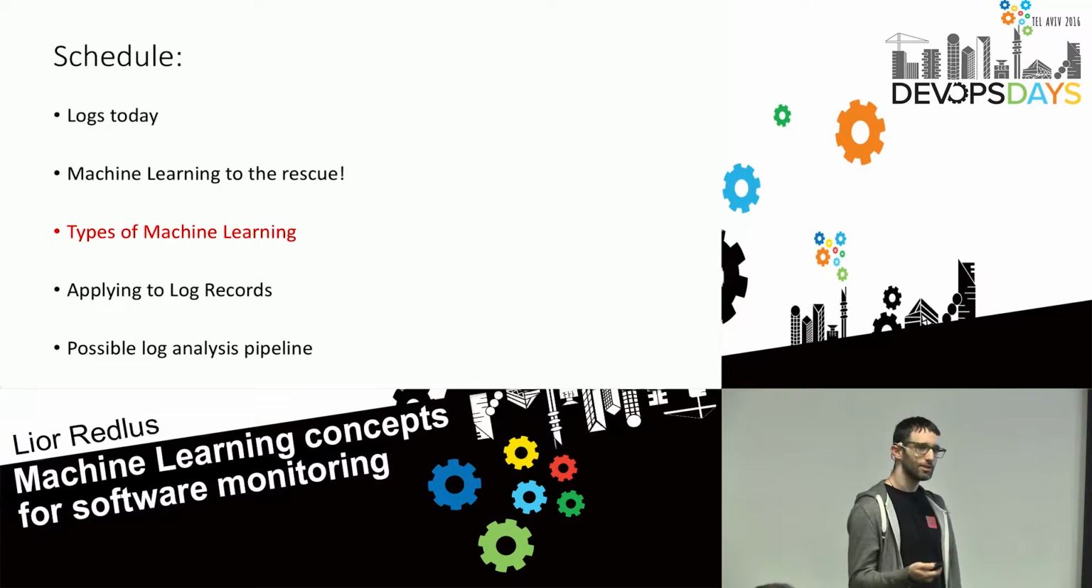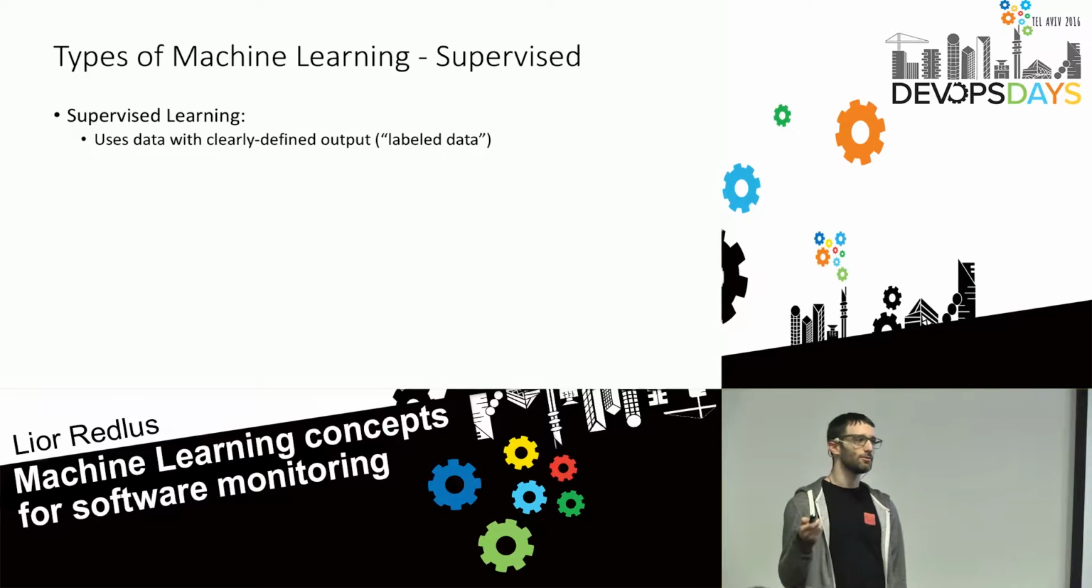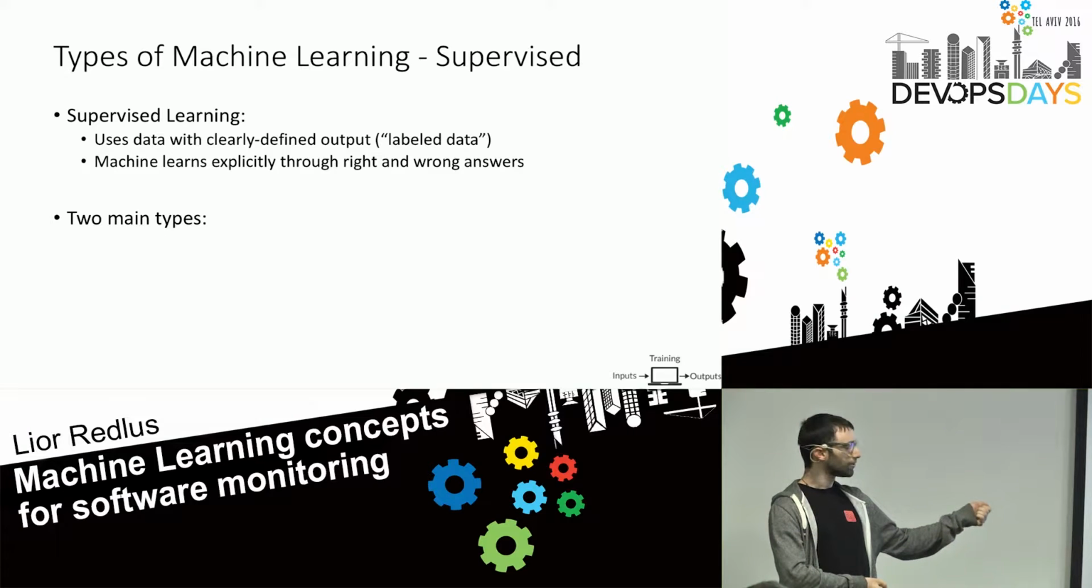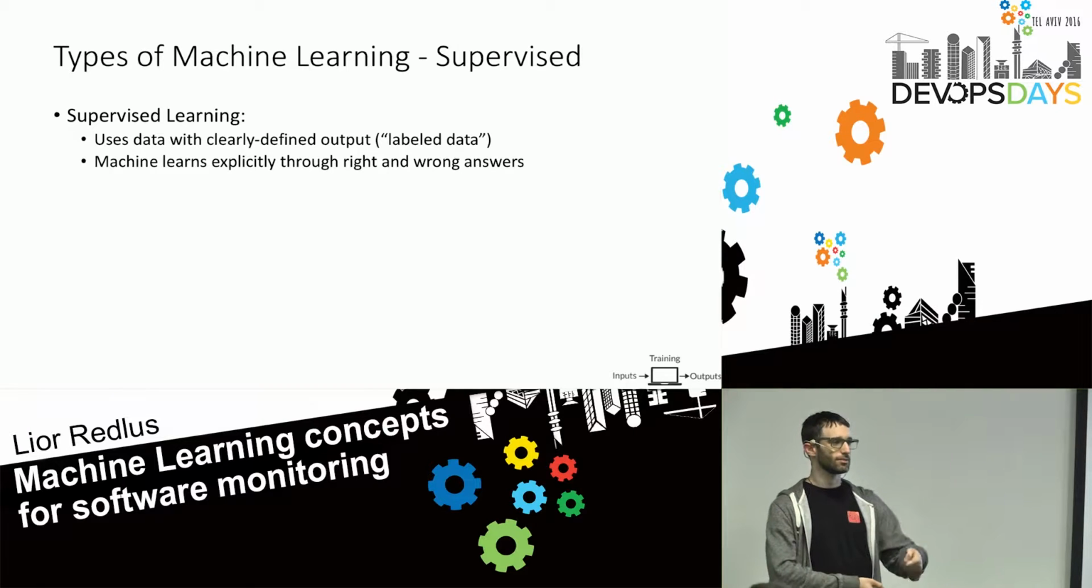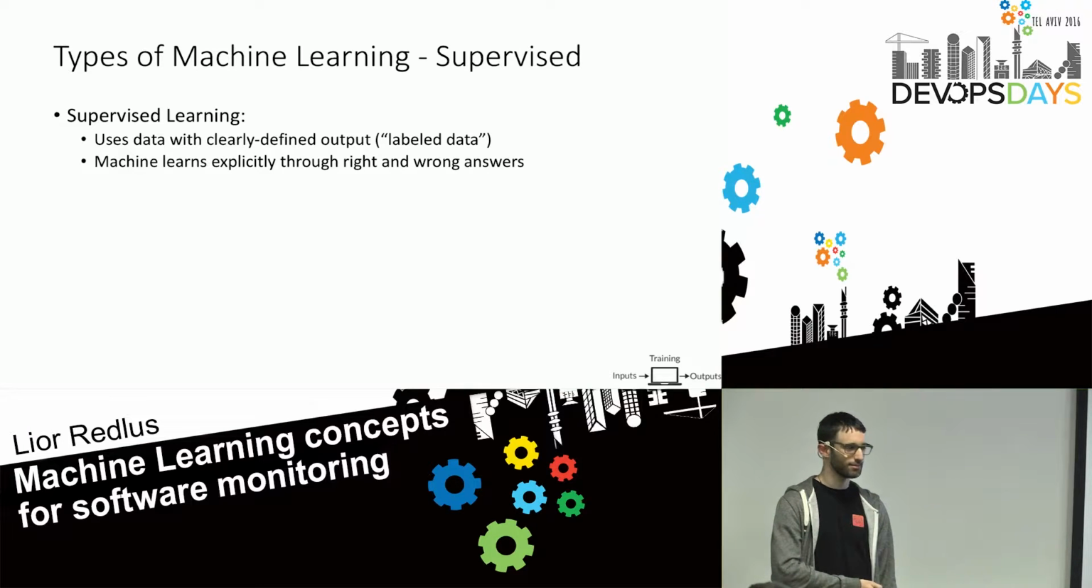What types of machine learning do we have? Supervised machine learning deals with data that is clearly defined. We have right and wrong answers for each of our input data. We let the machine learn from these right and wrong answers in order to predict what will be the answer for data that it has not seen yet.